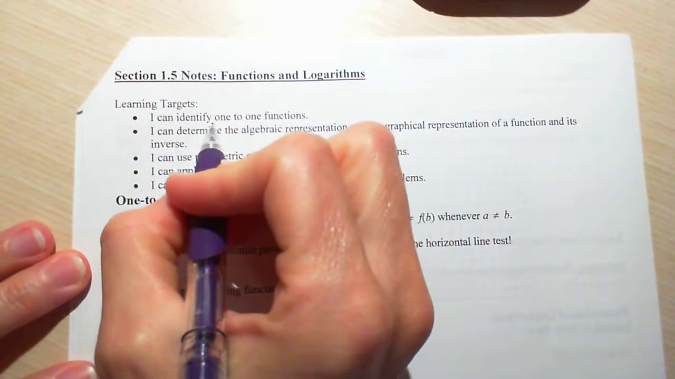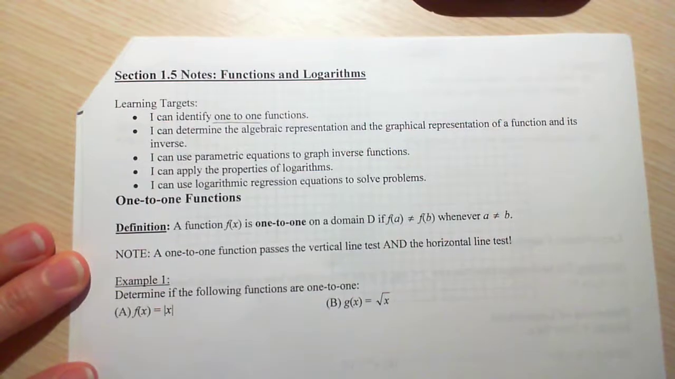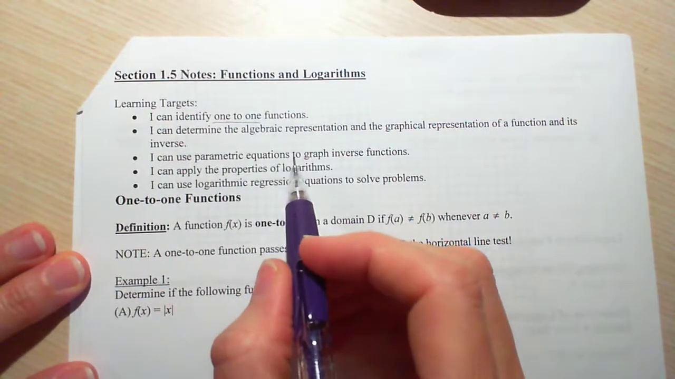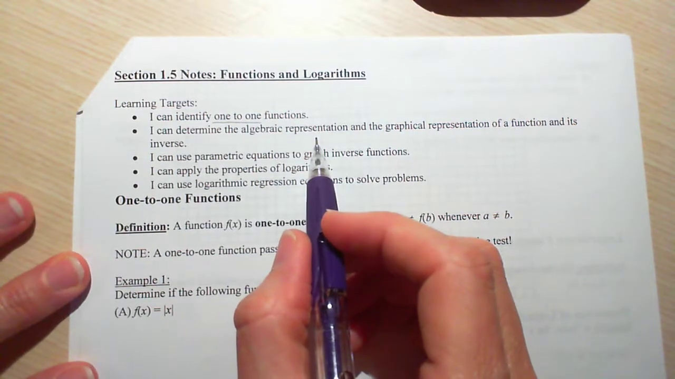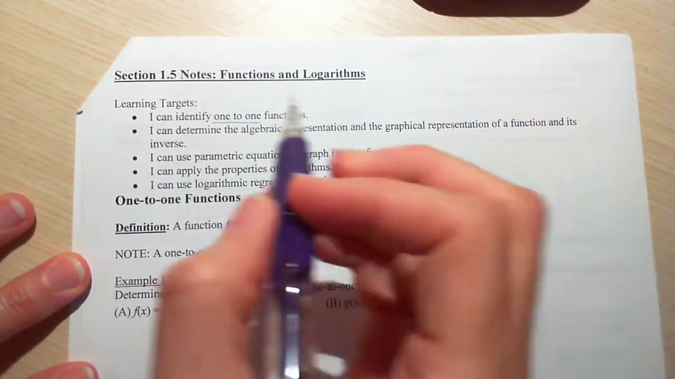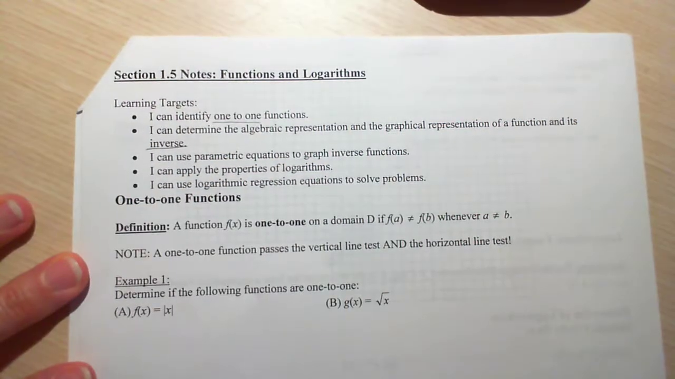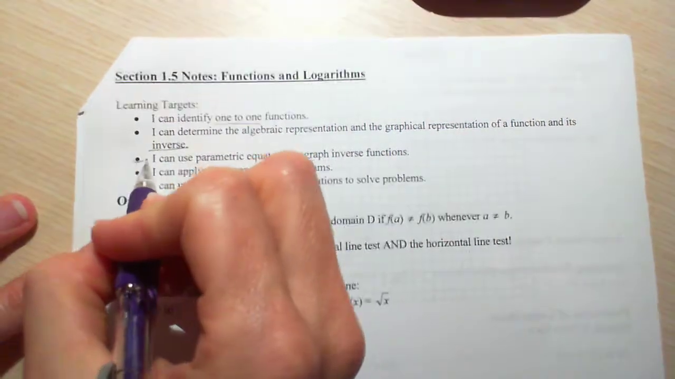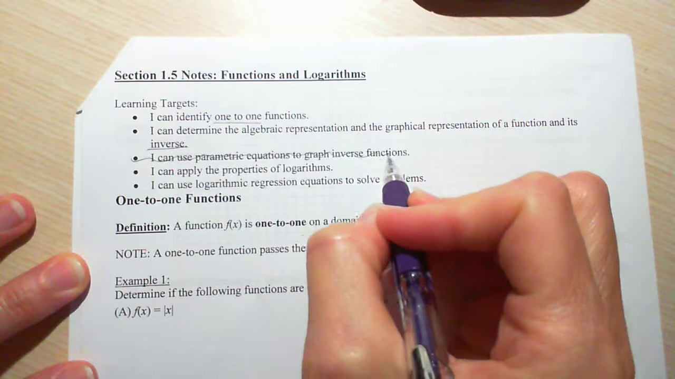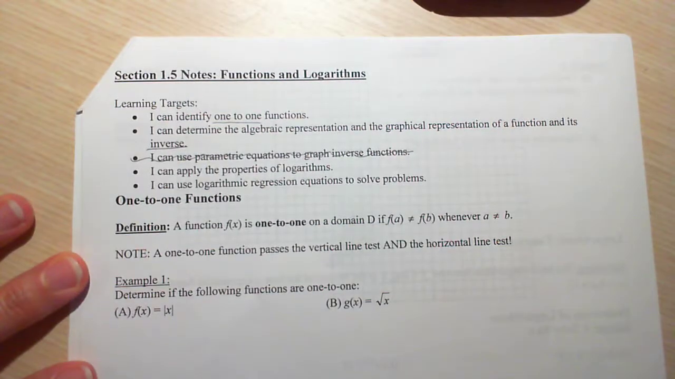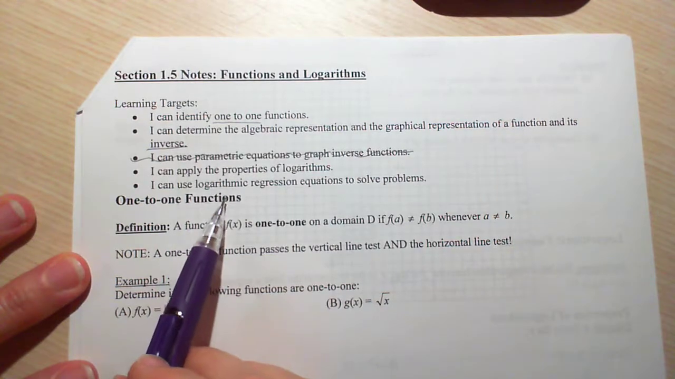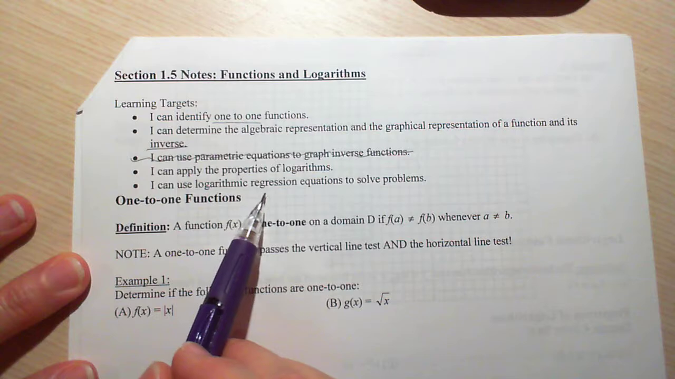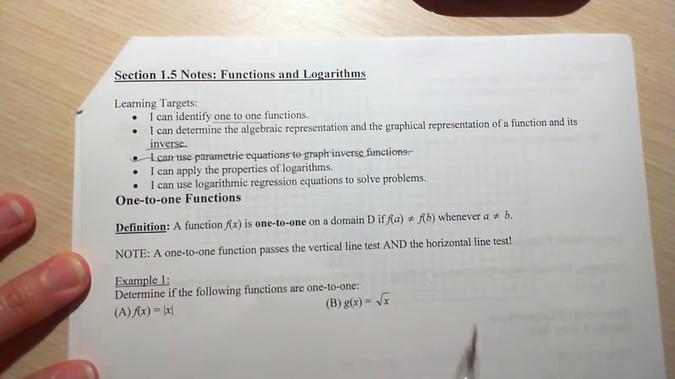So we're going to talk about one-to-one functions in this section. We're going to talk about, once again, representing something algebraically and graphically, and we're going to talk about inverses. The parametric equations were 1.4, so we're actually not going to do that, where we talk more about parametrics. Properties of logs and using log regression equations to solve problems.